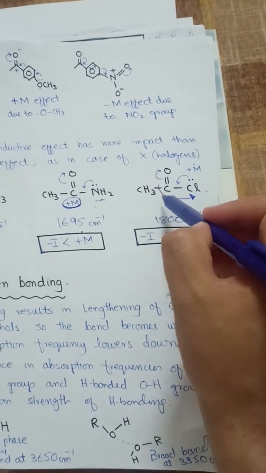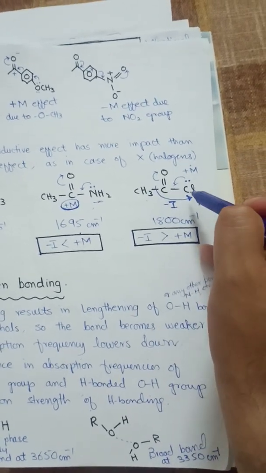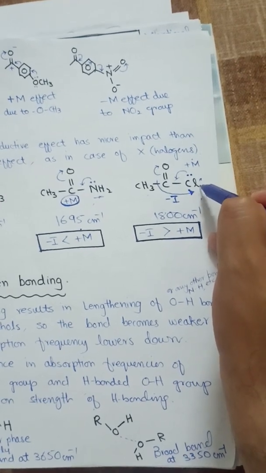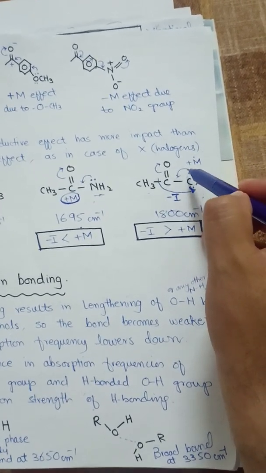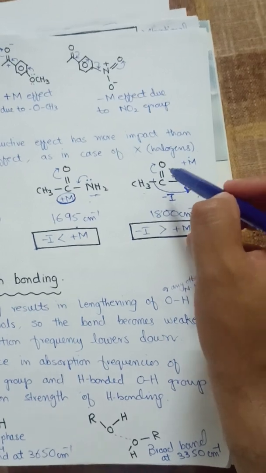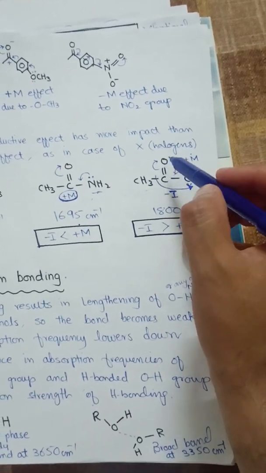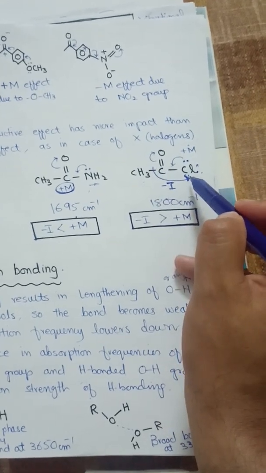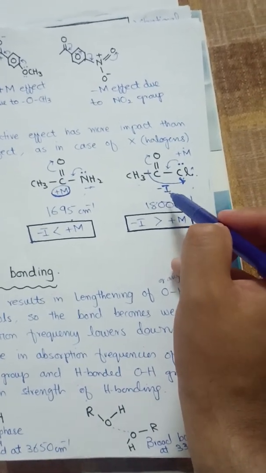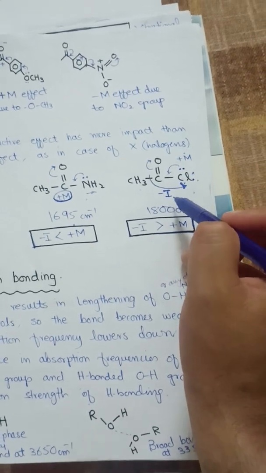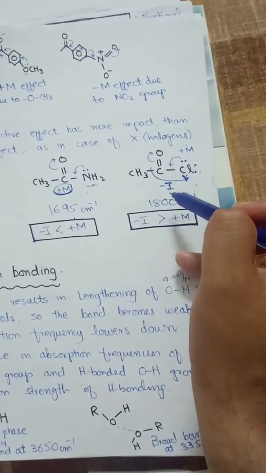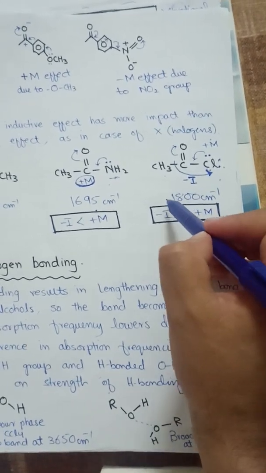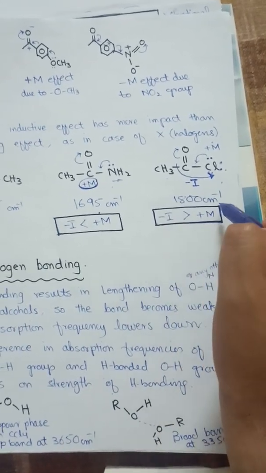But in this case where we have methyl chloride, this chlorine has lone pairs and these lone pairs cause a resonating effect, an electron donating resonating effect. But this resonating effect is nullified or decreased due to the electron withdrawing inductive effect of this chlorine. So here the inductive effect has more influence as compared to the resonating effect. So this inductive effect is greater than the resonating effect, therefore the vibrational frequency is going to increase.